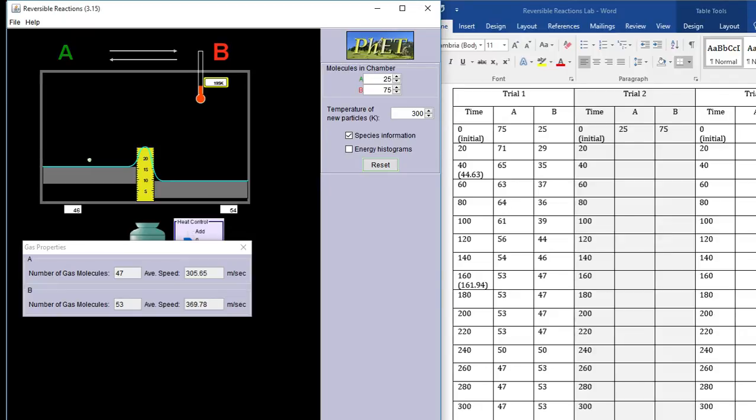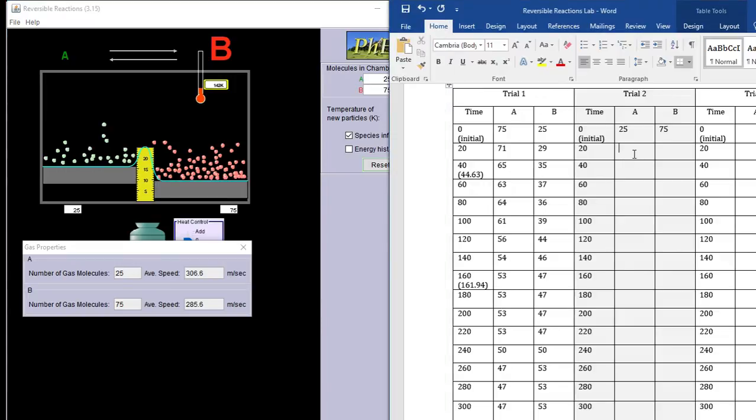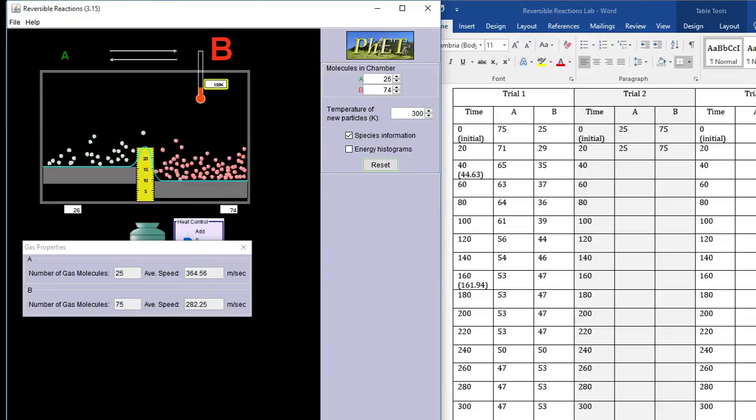So I've now flipped it. There's more B than A to start with. All right, so 25 to 75 after 20 seconds. Let's see, we're going to 40 seconds. All right, oops, still a bit of an overshoot.